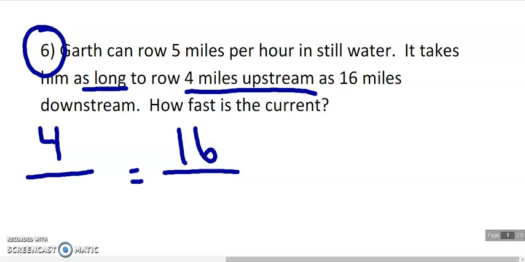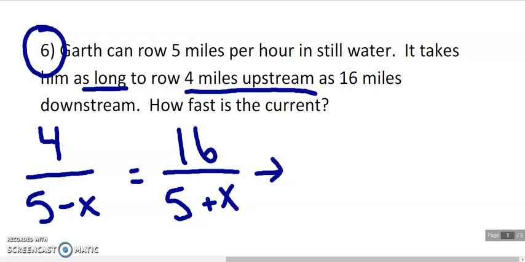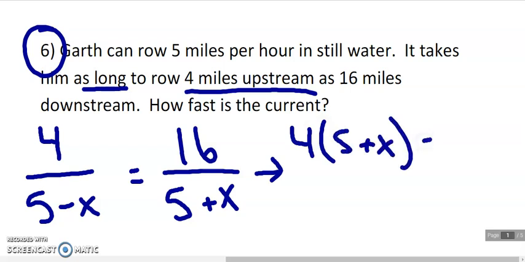Remember, we said that upstream is slower. So the total speed is however fast he rows minus the speed of the water. When he's going downstream, he's going faster. So that's the speed that he rows plus the stream. So the equation that I'm going to solve is 4 times 5 plus x equals 16 times 5 minus x.